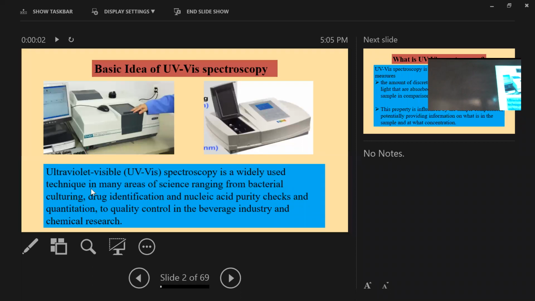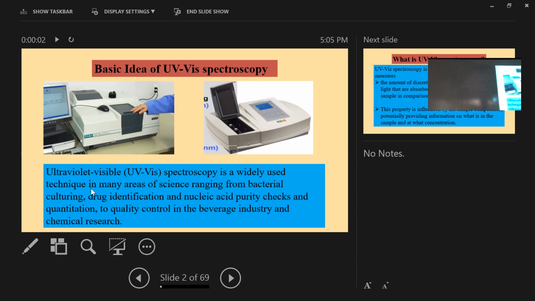1239.85 divided by 600 nanometer, you will get the energy in electron volt. And for this one, you will get 1239.85 divided by 150 nanometer. That means you will get that much energy. Maybe you can calculate using your mobile how much energy you can get. For this one, you will get around 2.1 something, is it?